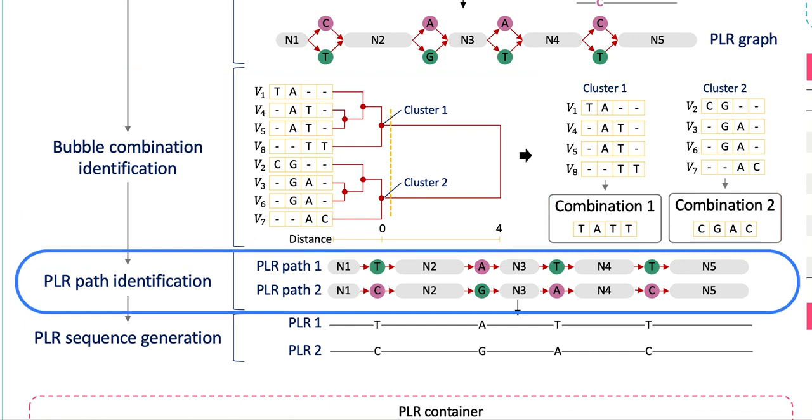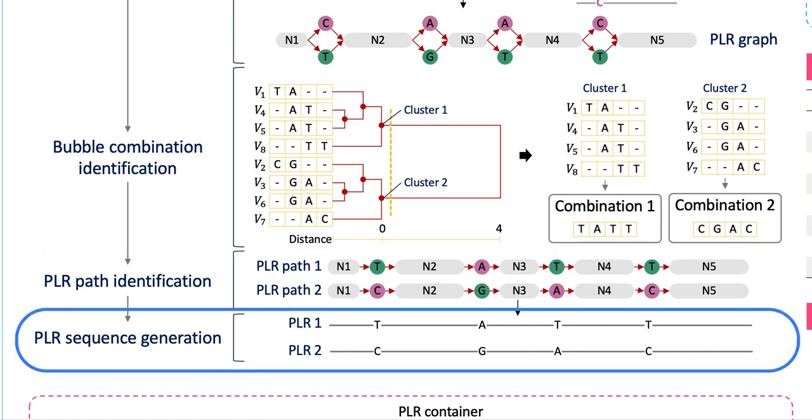When all combinations of bubble nodes are identified, final PLR paths are generated by assembling flanking normal nodes and identifying the consensus bubble paths. Finally, in the PLR sequence generation step, for each PLR path, the final pseudo-long read sequence is constructed by concatenating nucleotides of normal and bubble nodes in the path.